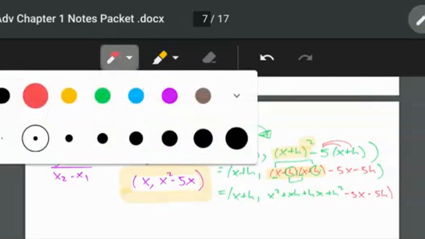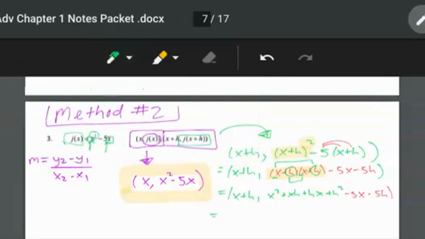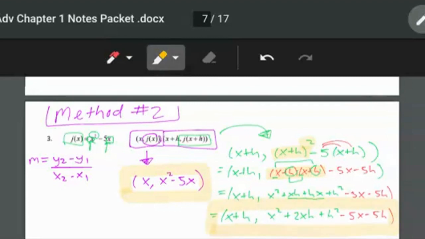All right, you want to simplify as much as possible here before moving on to actually finding the slope. So we got x squared. These two are like terms. We can add them together. They both have an x, they both have an h. So we could call it plus 2xh plus h squared. And of course, bring down the terms in red, minus 5x minus 5h. And I think that's as far as we can go. There's no more like terms, nothing else we can simplify. So I'm going to put a box around that. That's going to be basically our second point.